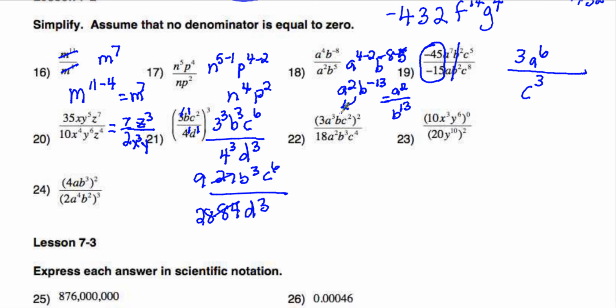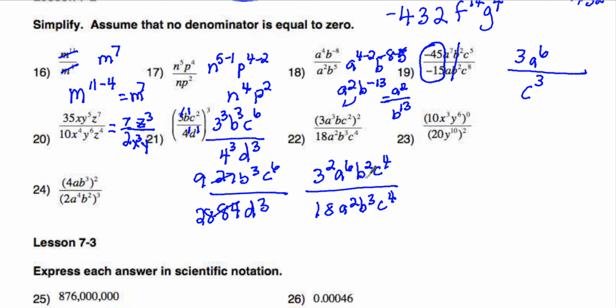Okay, 22, same thing. We're going to distribute. So I get 2 times all of these. And then there's no distribution down here, so we get 3 squared, a to the sixth, b. Let me see, I kind of messed up there. Let me see what that is. It's b just by itself, okay? So b squared c to the fourth, all over 18 a squared b to the third c to the fourth.